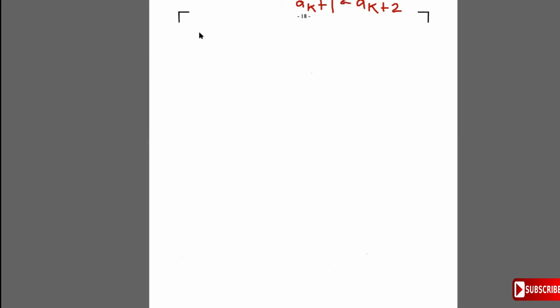So in order to show that, we'll start by saying, well, ak plus 2 is equal to what? ak plus 2 is equal to the square root of 2 plus ak plus 1. That's ak plus 2. I'm just writing that down.